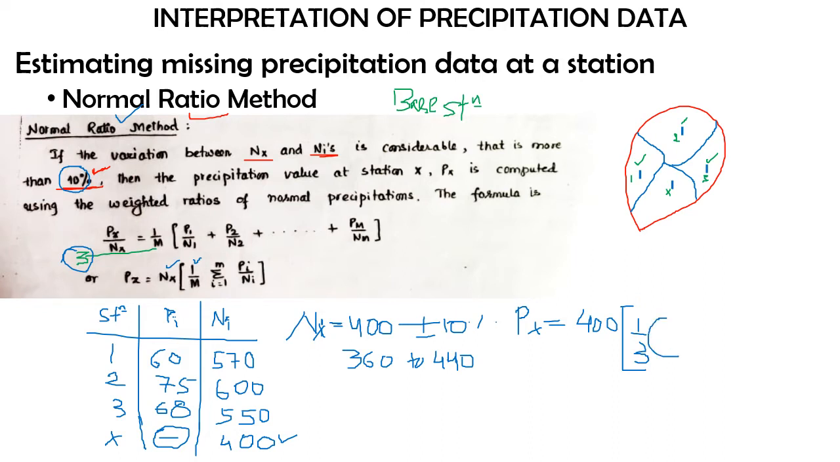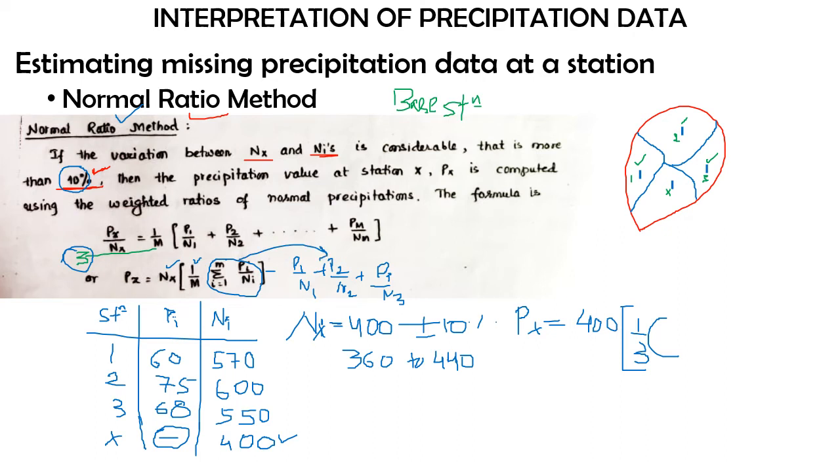we have P1 by N1. So this summation of Pi by Ni, if I enlarge it over here, is going to become P1 by N1 for our particular problem, similarly P2 by N2, and similarly P3 by N3. Ultimately we have 3 stations, so its expansion is going to be something like this.